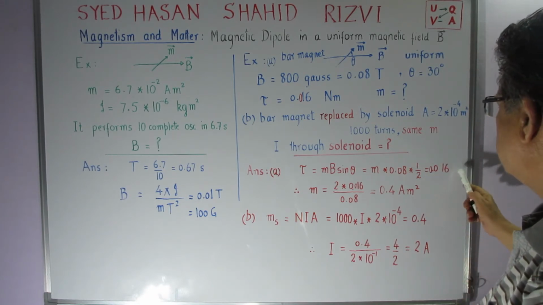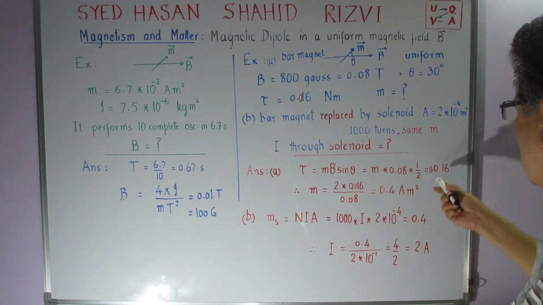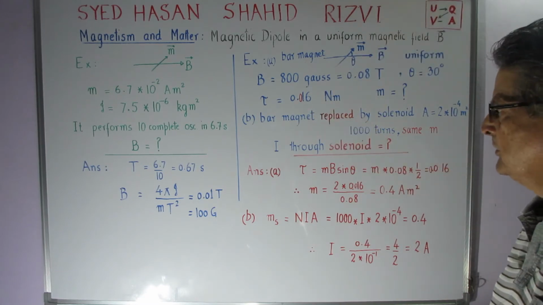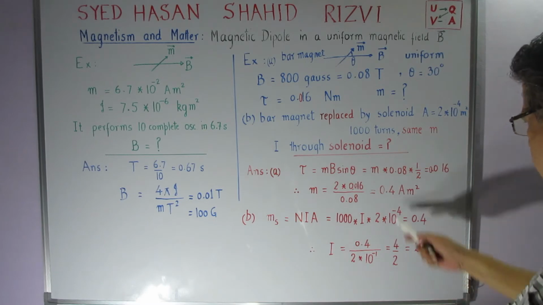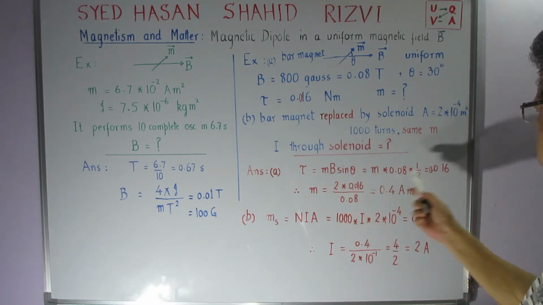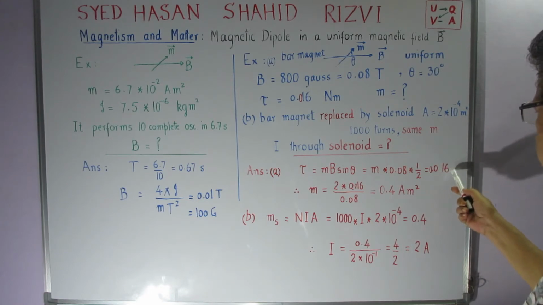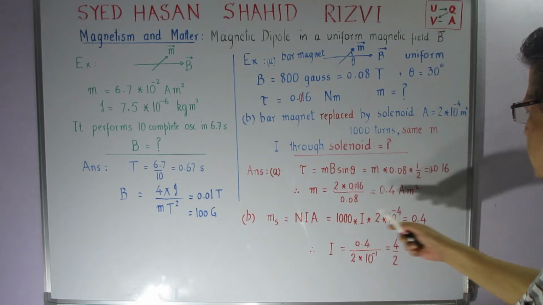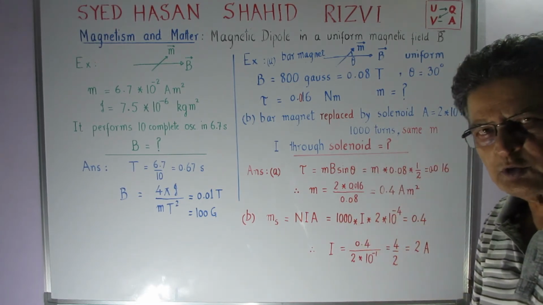So it turns out to be equal to 0.016, the value of the torque. So I can write m from this relation as 2 into 0.016 divided by 0.08, and when we calculate, it turns out to be equal to 0.4 ampere meter square.